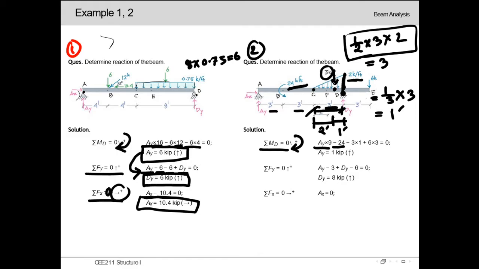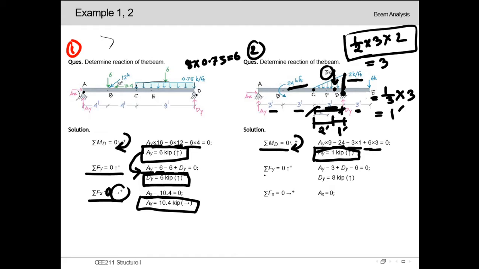3 kip is giving rotation in anti-clockwise direction, so minus 3, and we have already calculated the distance from D, which is 1 feet, so minus 3 into 1. And lastly, 6 kip is giving rotation in clockwise direction, so it will be positive 6 times the moment arm here. That means the distance of 6 kip's direction from point D is 3 feet. So positive 6 times 3. From here we will be able to calculate the value of Ay, which is 1 kip.